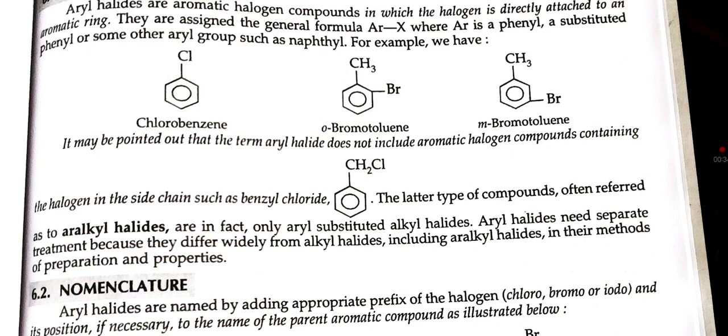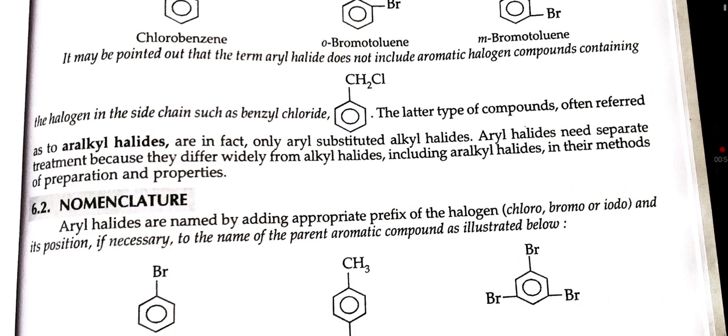It may be pointed out that the term aryl halide does not include aromatic halogen compounds containing the halogen in the side chain, such as benzyl chloride. The latter type of compounds, often referred to as aralkyl halides, are in fact only aryl substituted alkyl halides. Aryl halides need separate treatment because they differ widely from alkyl halides, including aralkyl halides, in their method of preparation and properties.